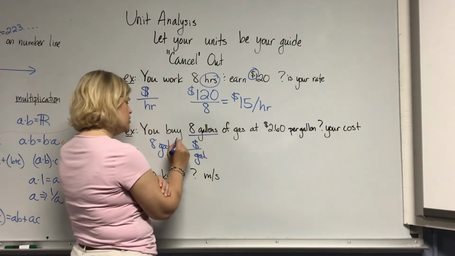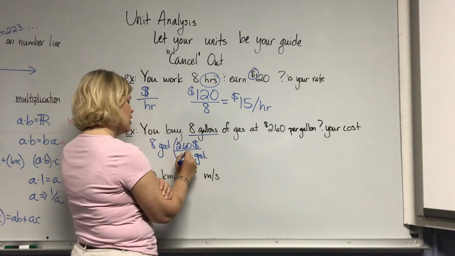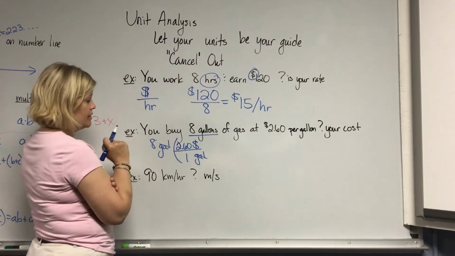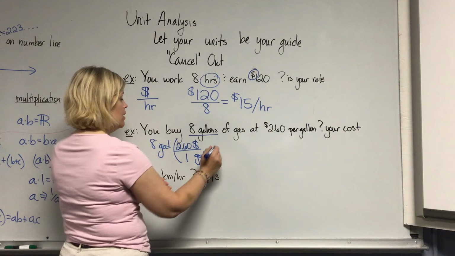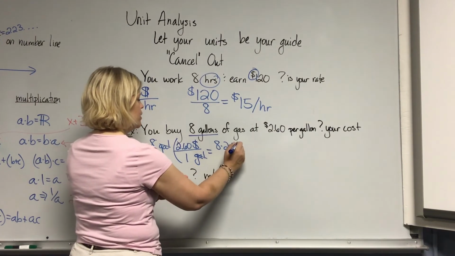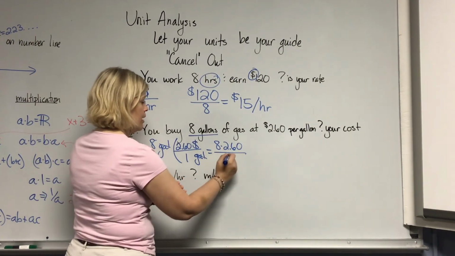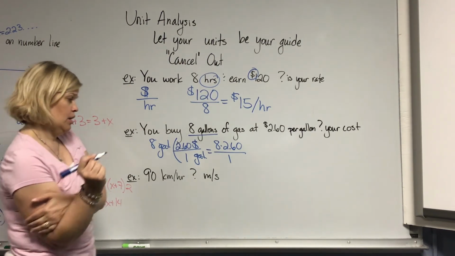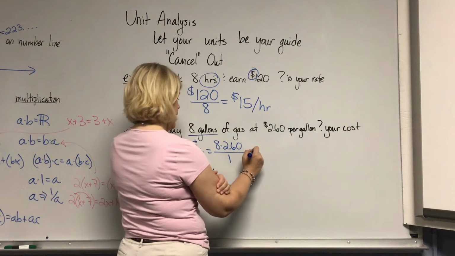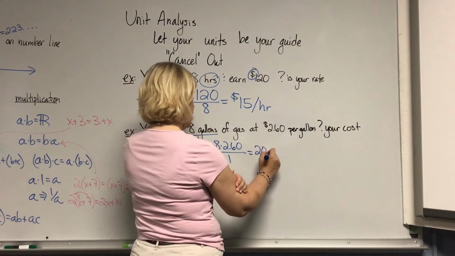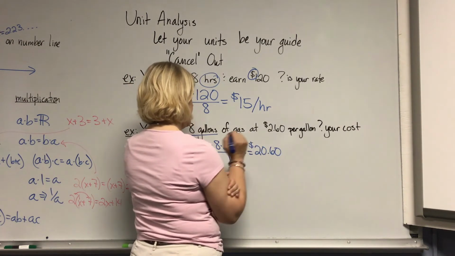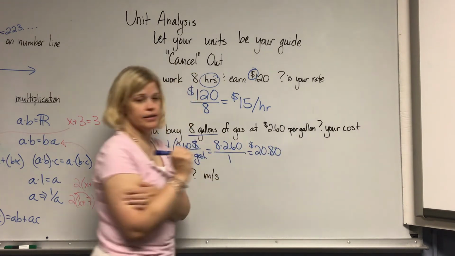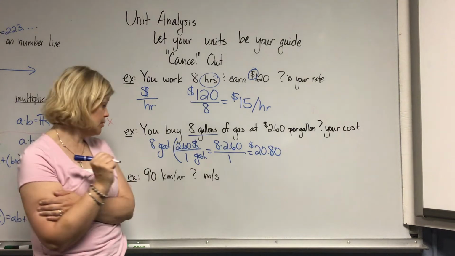Last thing, does the 2.60 go up top with the money or down with the gallons? Hopefully you're thinking, well, that's $2.60 for each gallon. And now, anything that's up top we can multiply. So we get 8 times 2.60. And on the bottom, all there is a 1. And if I do 8 times $2.60, I think I get $20.80. Okay? And you're done with that one.